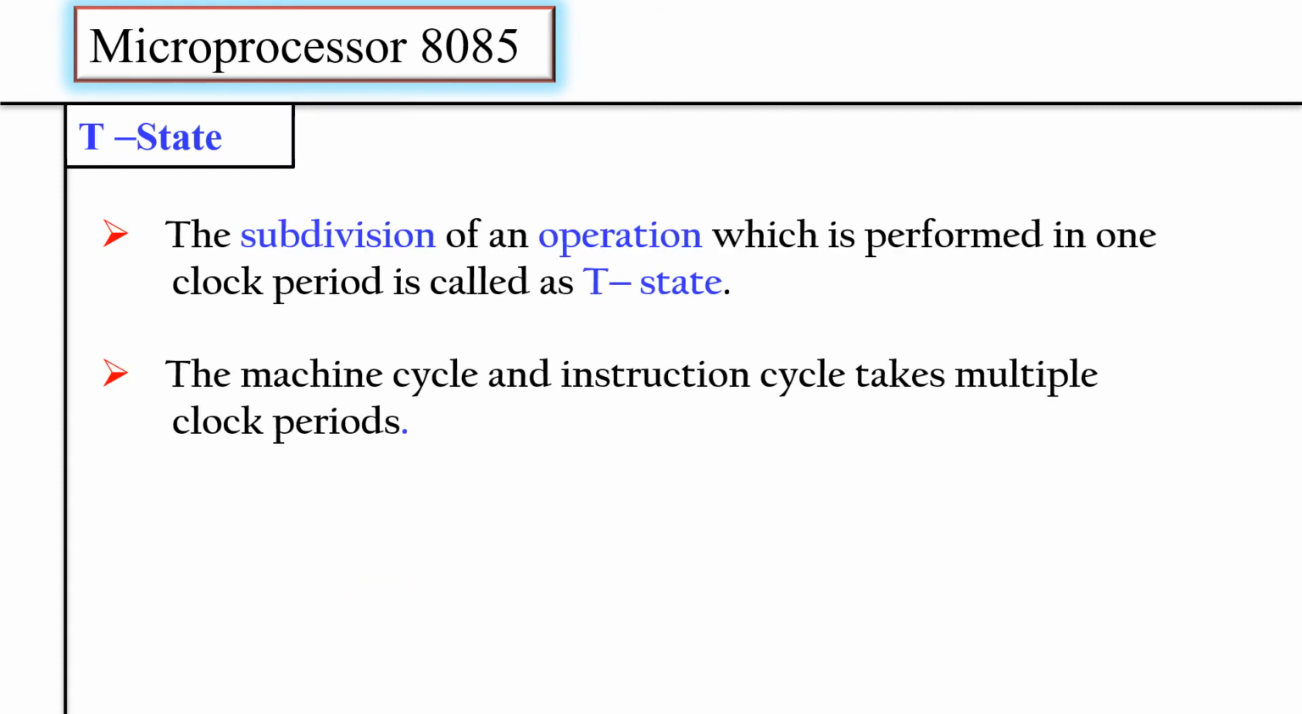Let us understand T-state. The subdivision of an operation which is performed in one clock cycle is called a T-state. The 8085 divides the clock frequency provided at X1 and X2. We are seeing pin number 1 and 2, X1 and X2, where the external clock is connected, and the internal frequency is half of it, which is called the operating frequency, right? One T-state is equal to the time period of the internal clock signal of the microprocessor.